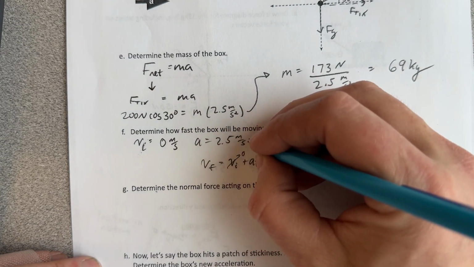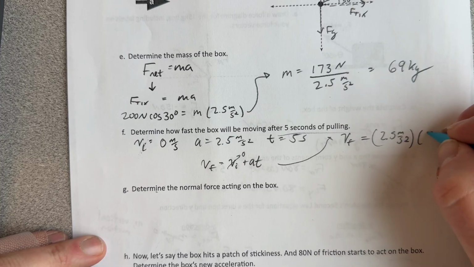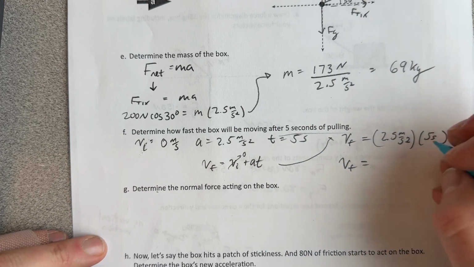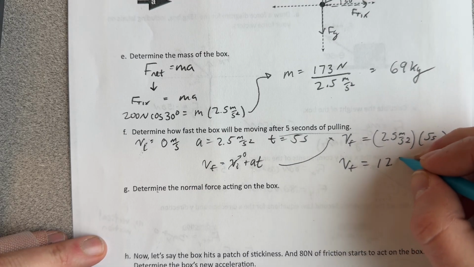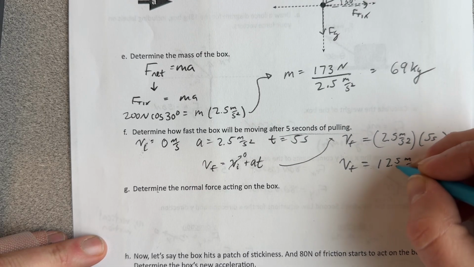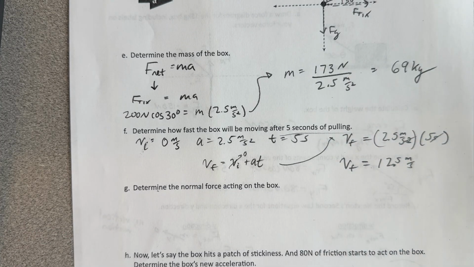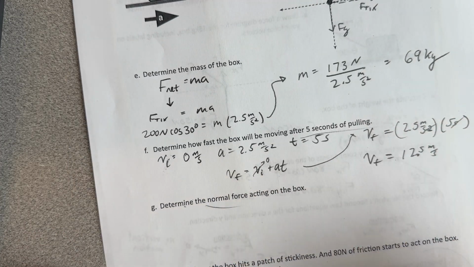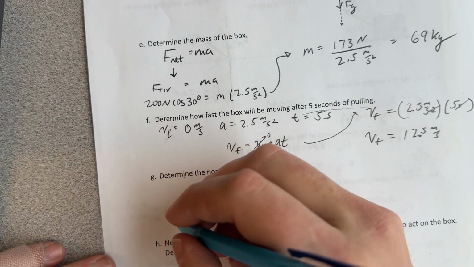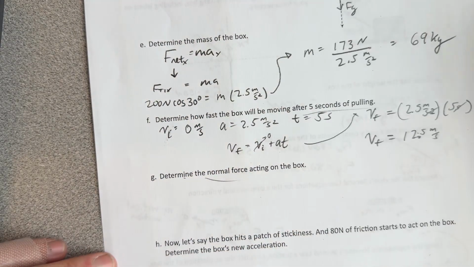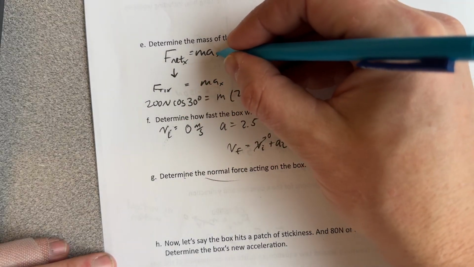I forgot the squared there, my bad. Times time of 5 seconds. 2.5 times 5 is 12.5 meters per second. Squared cancels. Beautiful. Determine the normal force acting on the box. So that's going to be, I should have said X there. I should have put X on there.